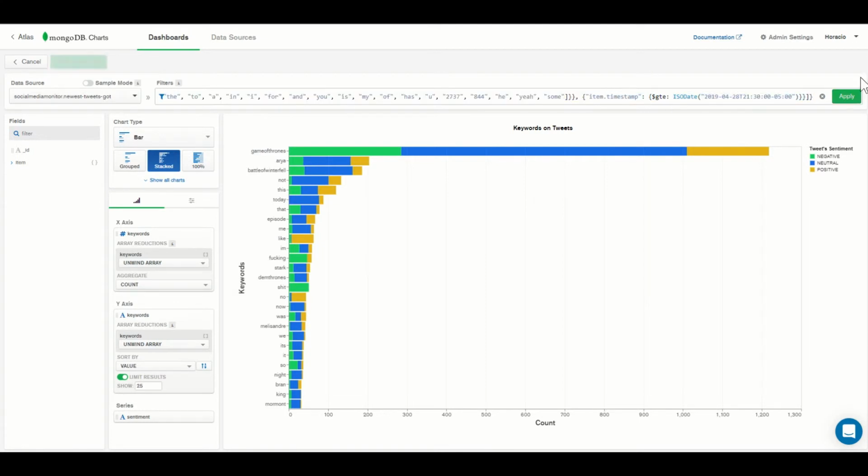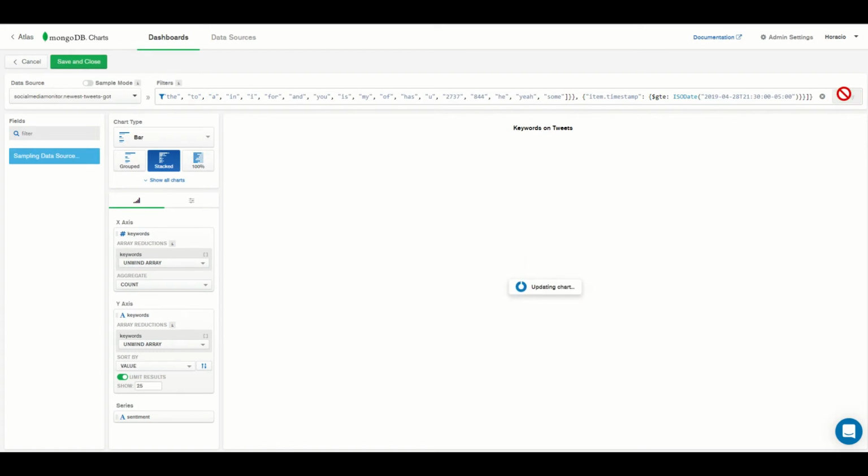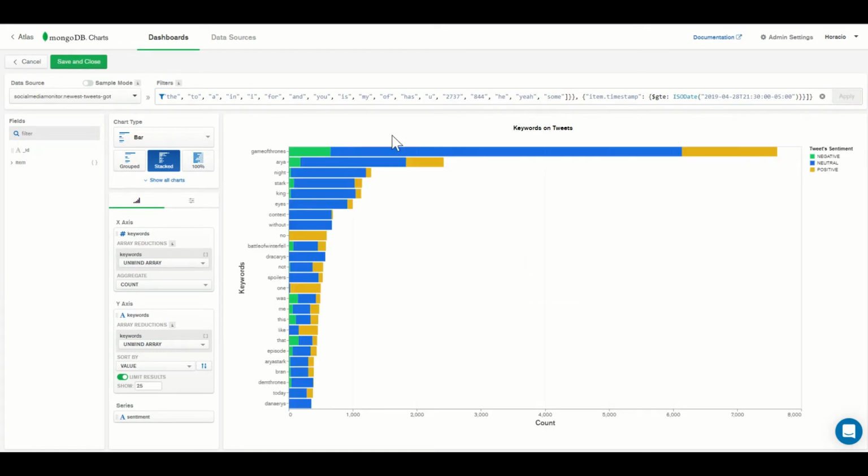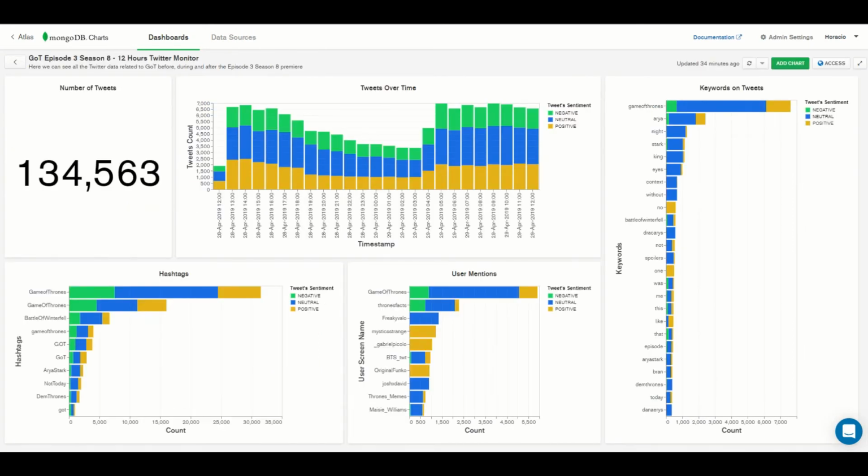And then there's what happened after, when everyone knows what's happening. By the way, here's a spoiler alert, I'm sorry for those. But we start seeing things like Arya, Night, Stark, King, Ice, Battle, Winterfell, Arya Stark. So we know who is the hero here. So now you see how powerfully I can make sense of all these 134,000 tweets.